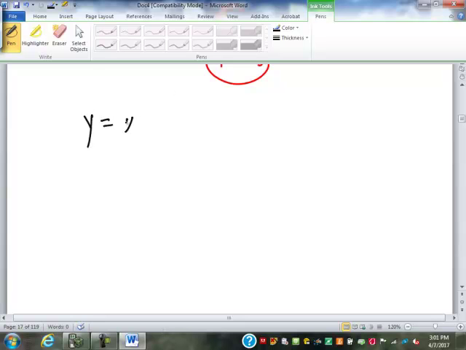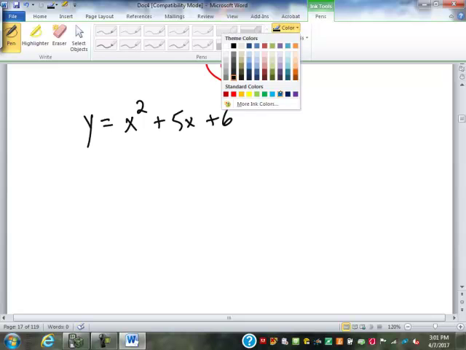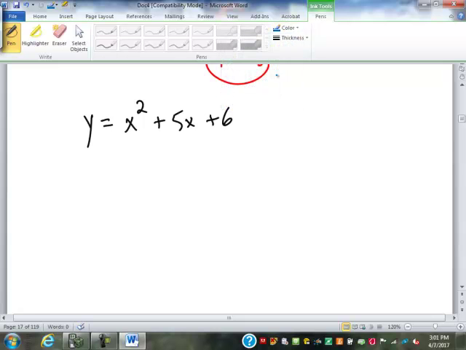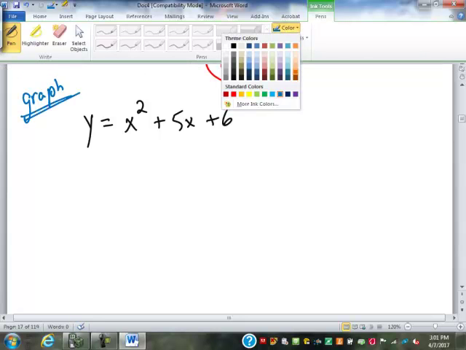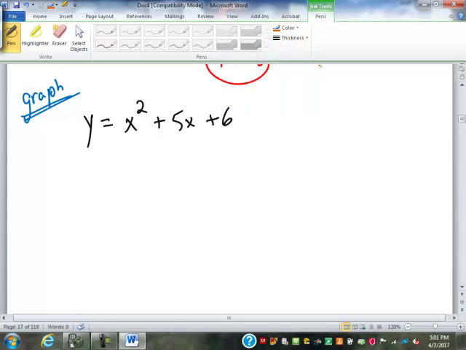What happens when we have things like y equals x squared plus 5x plus 6? If we want to graph that, or solve it even, we need to be able to factor it. Factoring is kind of the reverse of the stuff we were doing at the end of last semester, where we would multiply x plus 2 times x plus 3. We did that FOIL process.